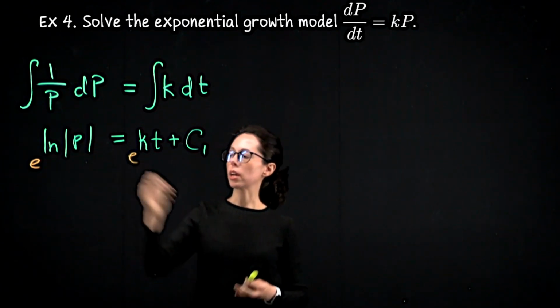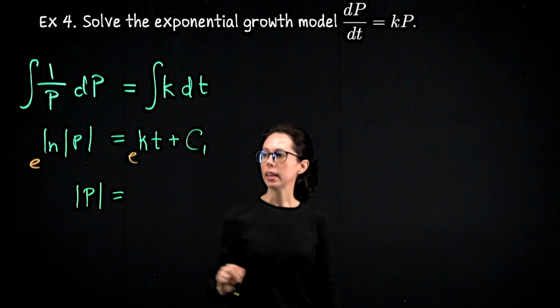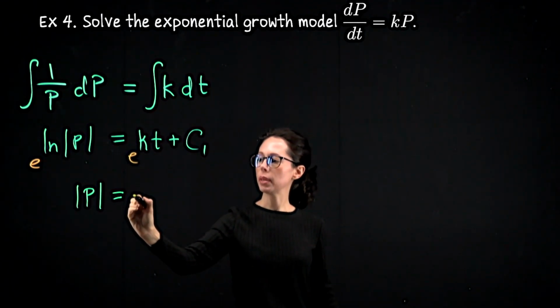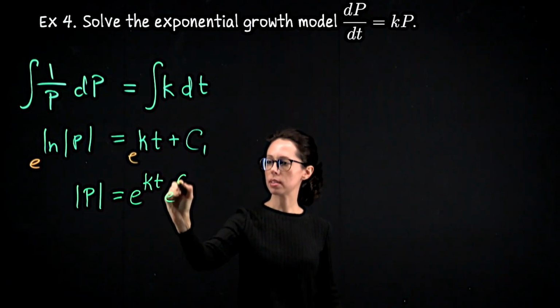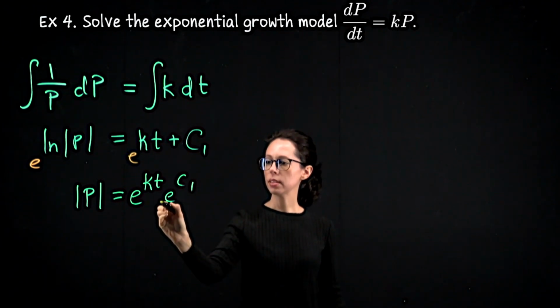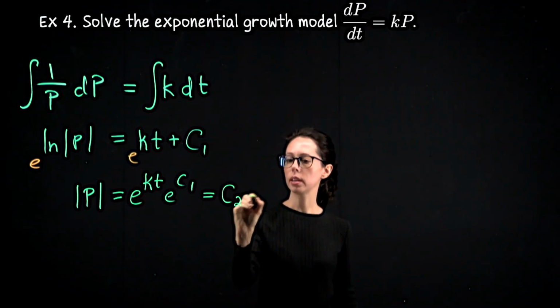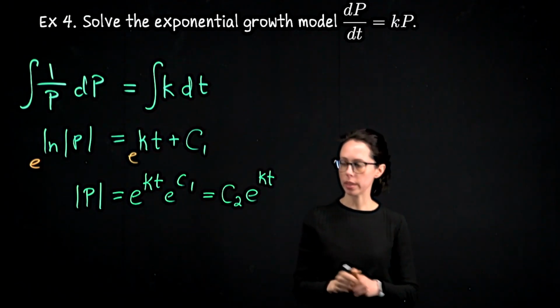e to the natural log of the absolute value of P is just going to leave us with the absolute value of P. Here, e to the kt plus C1, e to all of that, can be written as a product, e to the kt times e to the C1. e to the C1 is another number, so I could think of that as C2 e to the kt. Here, C2 is e to the C1.